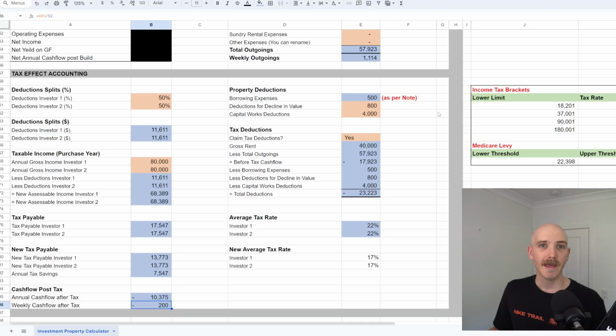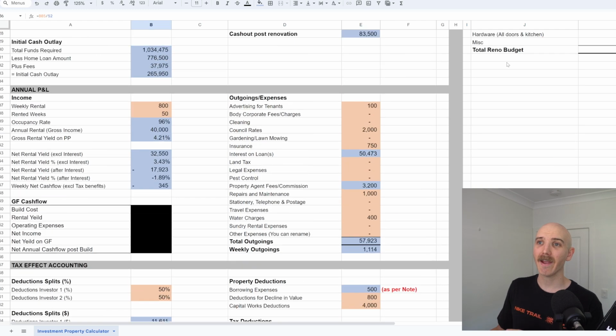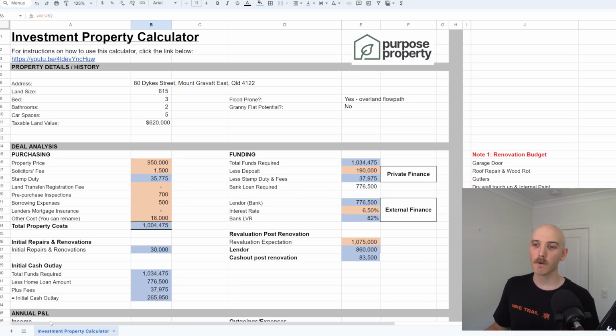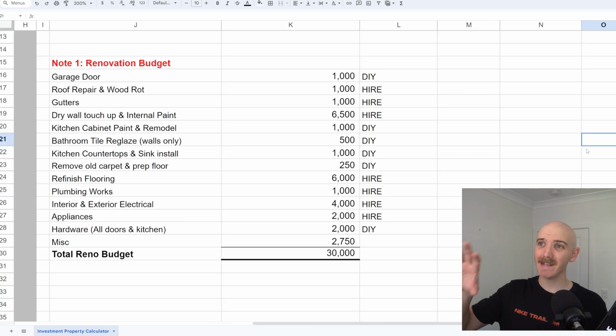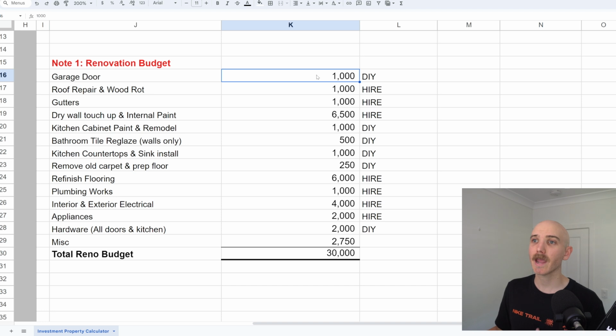Now we've gone through the 3 key areas in this workbook. The next thing I wanted to touch on was the value add. So in this example, you can see detailed numbers of a renovation project for around $30,000 on this $950,000 property. We might want to do a garage door repair, deal with some wood rot, gutters, drywall, kitchens, cabinets, flooring, plumbing, the list goes on.